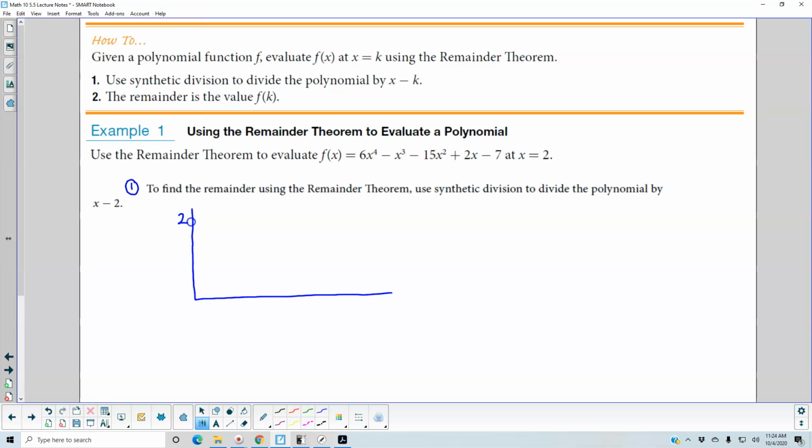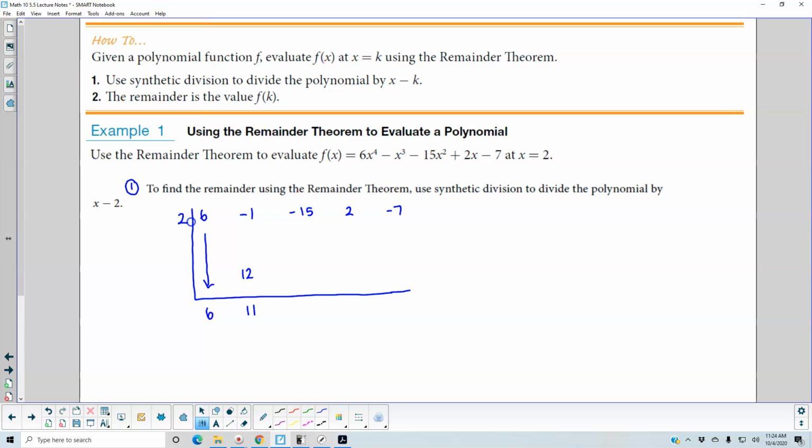going to use the coefficients of our polynomial. So we have 6, we have negative 1, we have negative 15, we have 2, and then we have negative 7. So there aren't any missing terms. So we're going to bring down the value of 6. So 2 times 6 is going to give us 12. And so 12 plus negative 1 is going to give us 11.